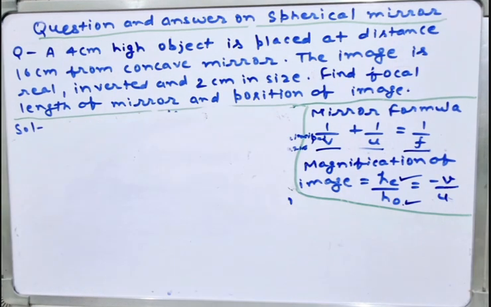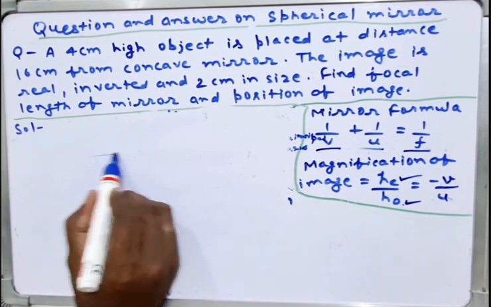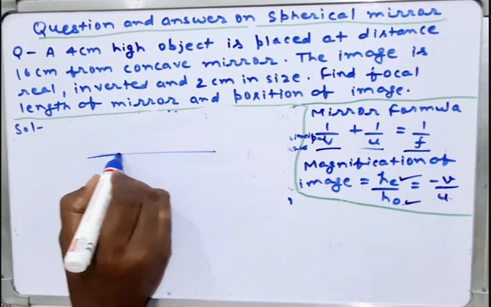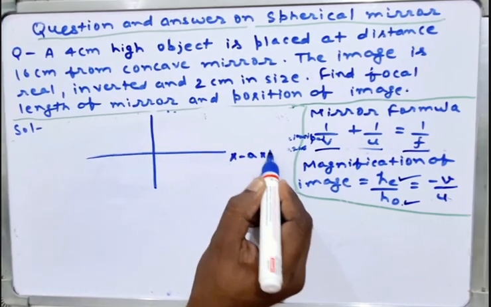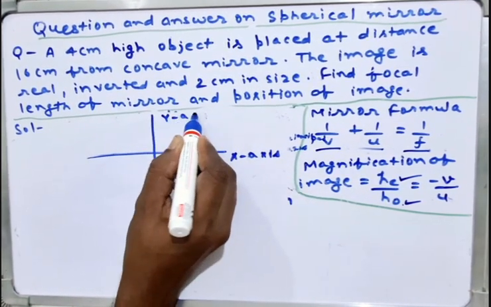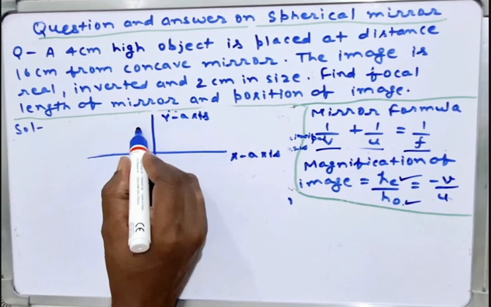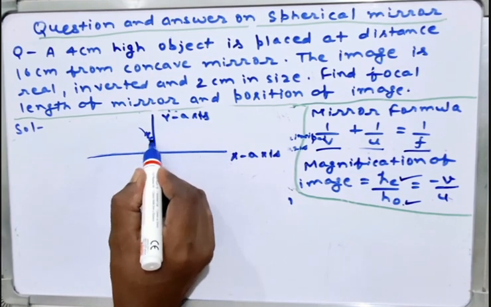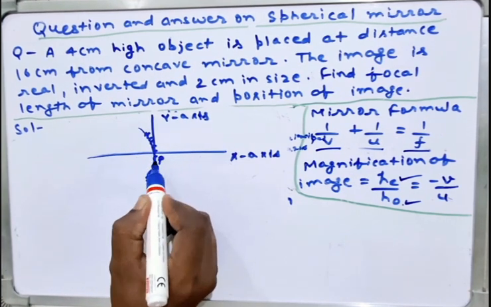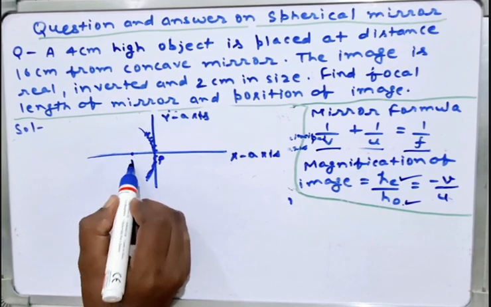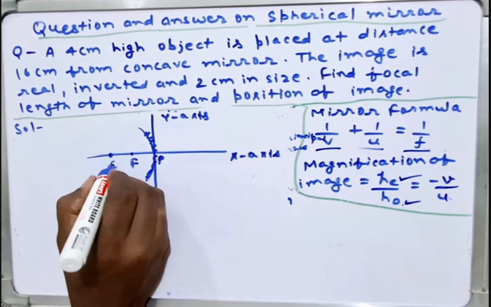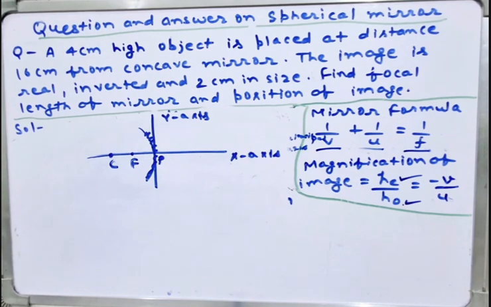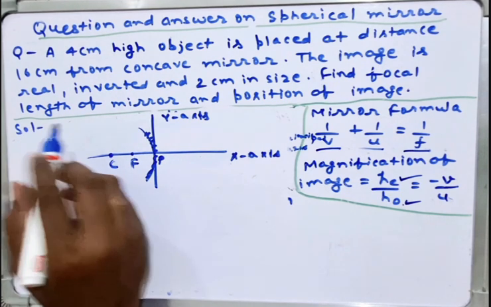So guys, solving this question, what we do next: this one will be the x-axis and this one will be the y-axis. As we read earlier, we place the pole of the mirror at the origin. So this one will be the pole, and this one is the focus, and this one is the center of curvature of this mirror. Now, what information is given in the question?